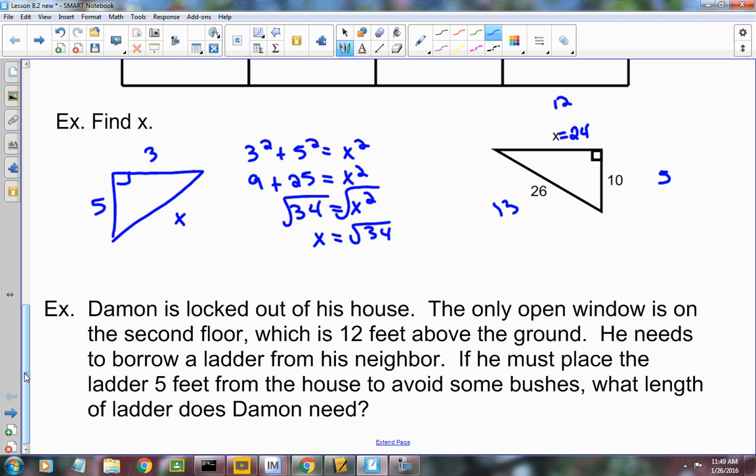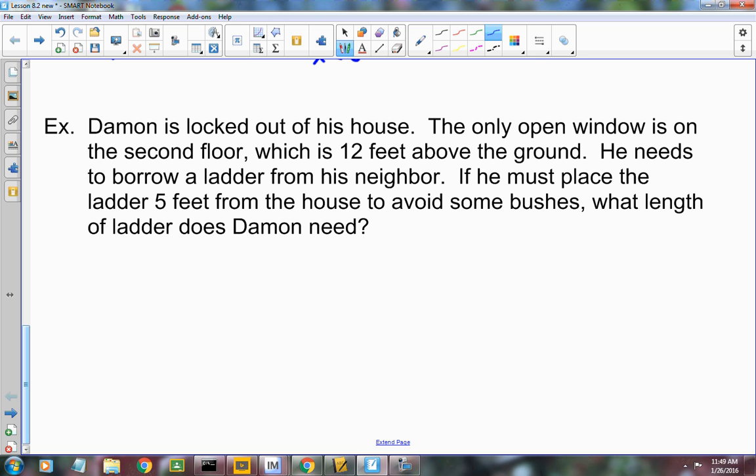Okay, so let's apply this. The Pythagorean theorem is a pretty powerful tool. It can be used in a lot of ways, not just in geometry class. You can use it in a lot of areas. David is locked out of his house. The only open window is on the second floor, which is 12 feet above the ground. He needs to borrow a ladder from his neighbor. If he must place the ladder 5 feet from the house to avoid some bushes, what length of ladder does David need?